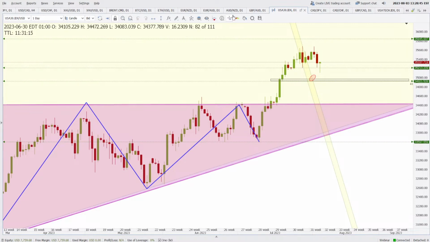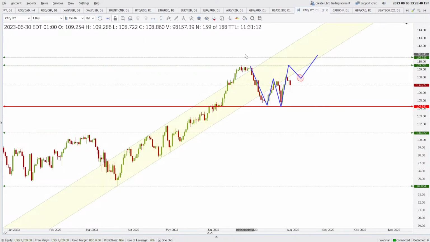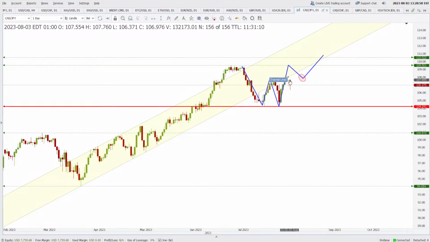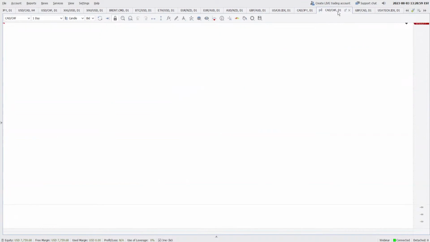Nothing else. CAD JPY is still going down. Hangman is taken out. So 104.24 is the next level of support. On the upside, though, we have resistance around 109.50.